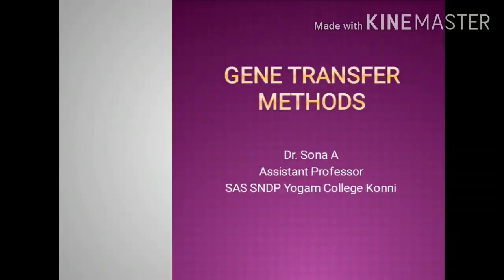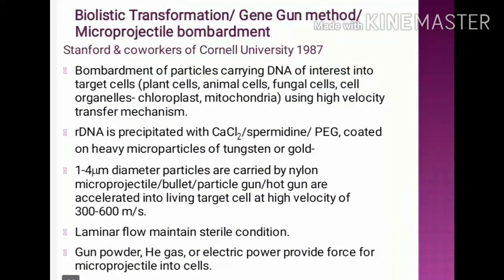Hello everyone, in this video we will see the gene transfer methods, biolistics and microinjection. Biolistic transformation is also known as gene gun method or microprojectile bombardment method. This was developed by Sanford and his co-workers of Cornell University in the year 1987. In this method, particles carrying the DNA of interest are bombarded into the target cells.